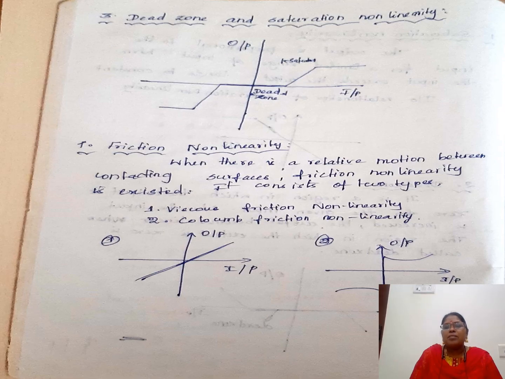And friction is nothing but the nonlinearity that exists when there is relative motion between contacting surfaces. There are two types: viscous friction nonlinearity and Coulomb friction nonlinearity. In viscous friction nonlinearity, when an input is given to a system, the output is related to the input and keeps on increasing. It does not stabilize. Similarly for Coulomb friction, it increases over a particular time and is not a constant value. It keeps on increasing exponentially.